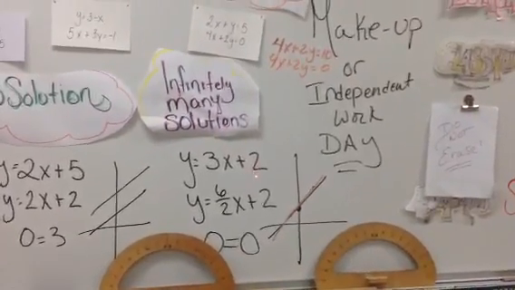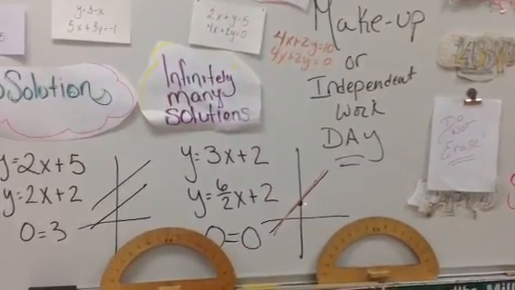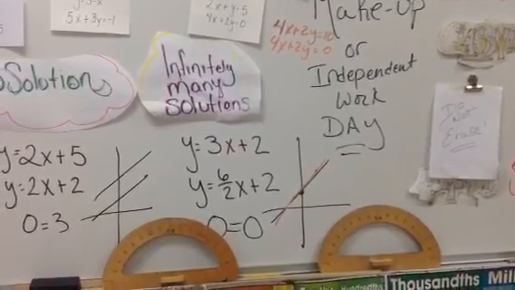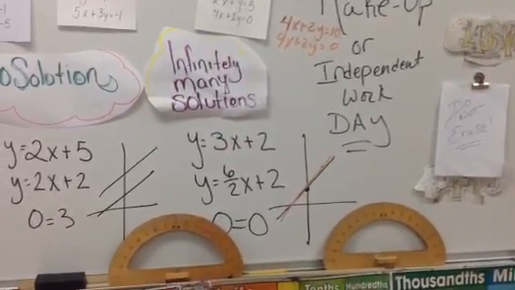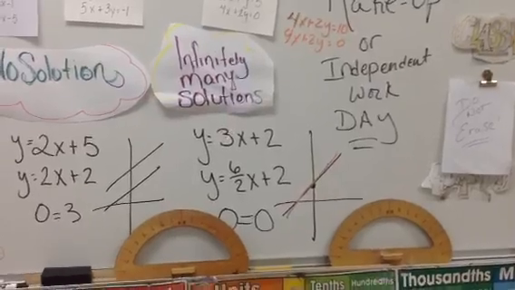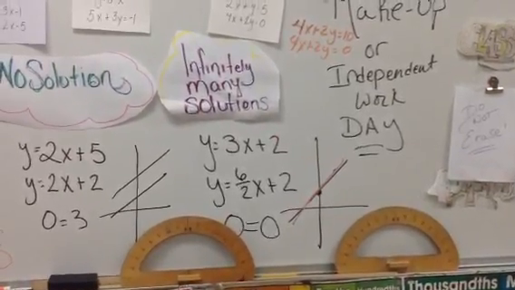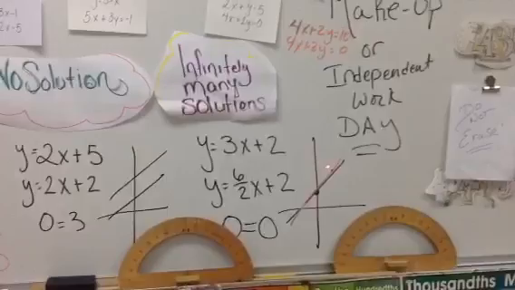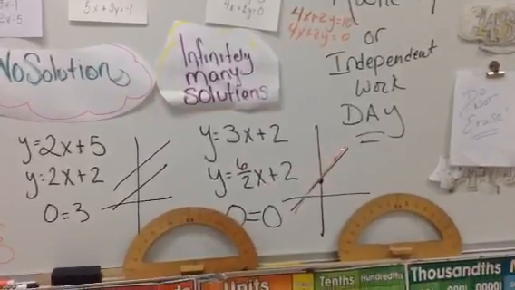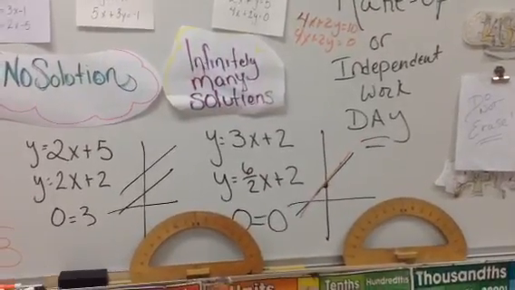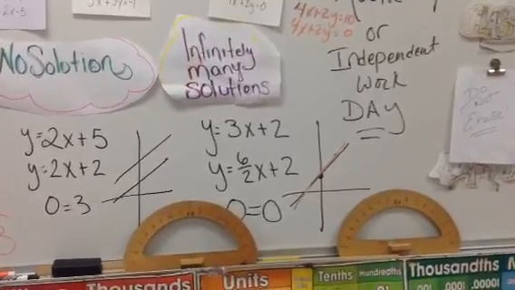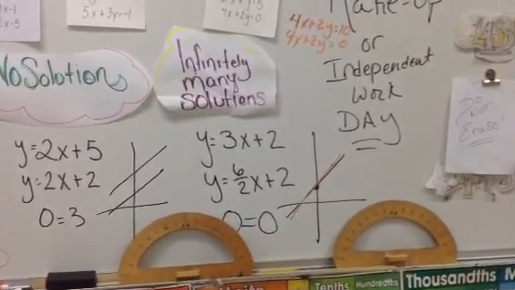In this case, both of them are going to start on the y-intercept of 2, and it looks like they might even have the same slope. Doesn't 6 over 2 equal 3? Let's see. If I go up 3 across 1 or up 6 across 2, it's actually going to be the same rate of change, therefore creating the same slope.